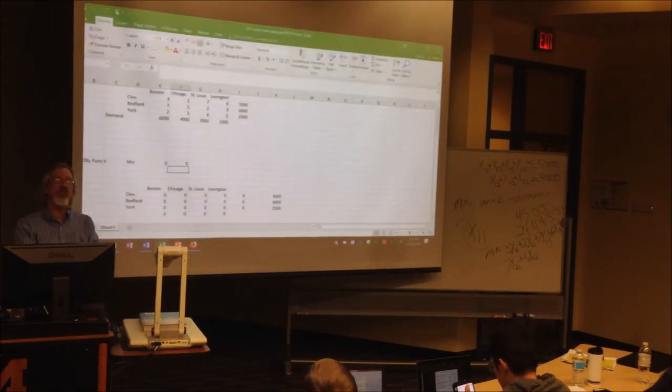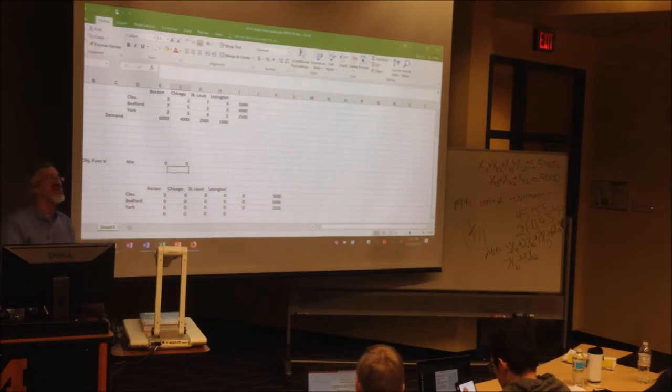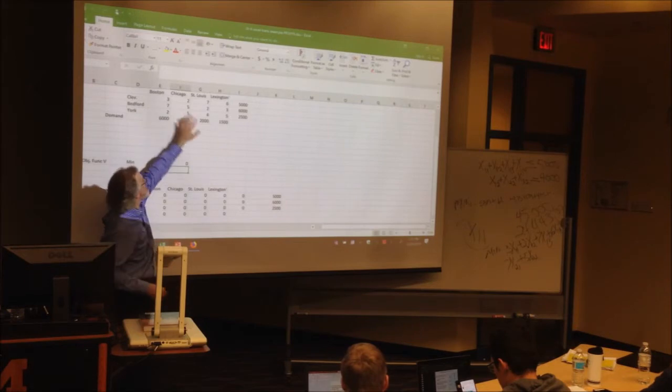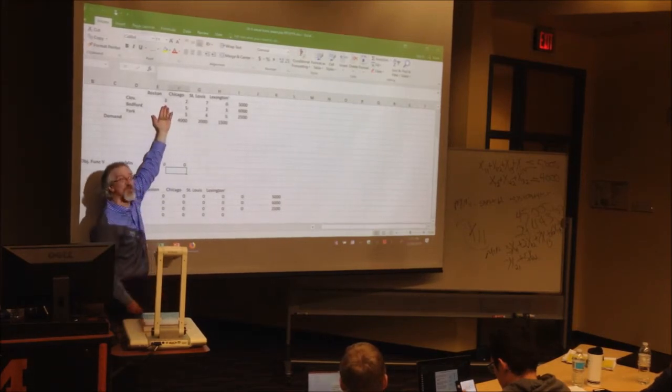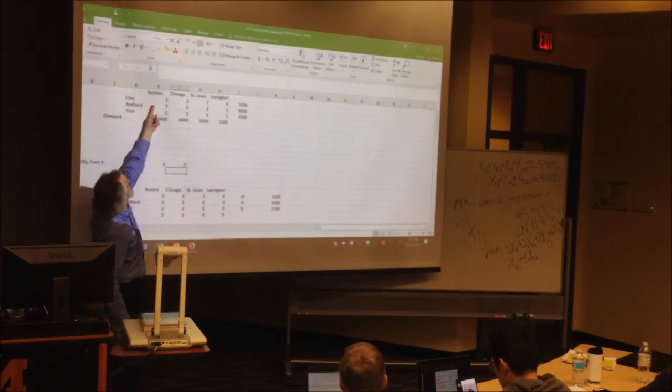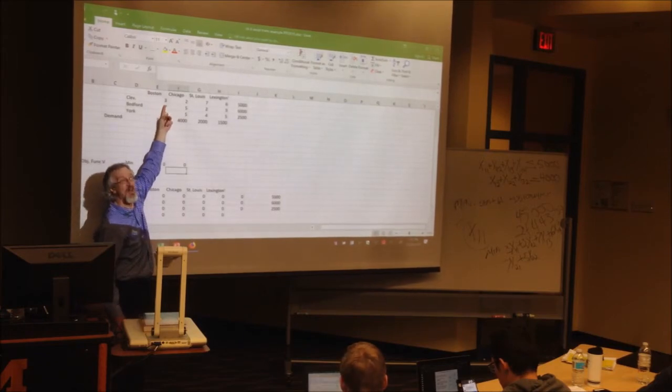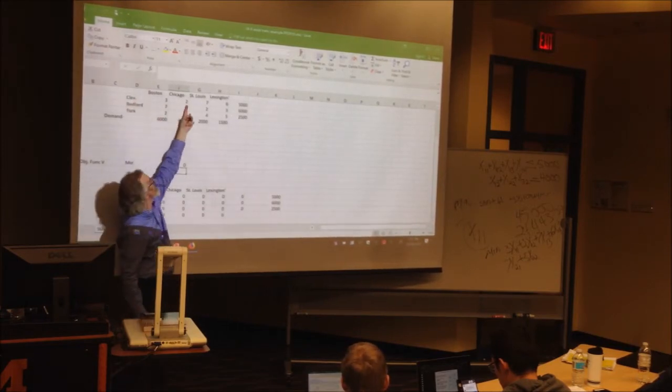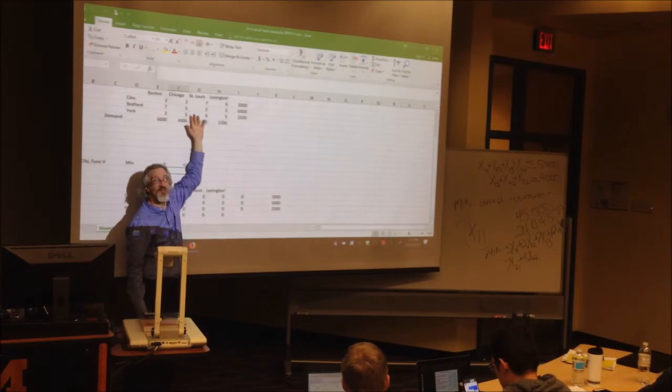I did this one a little differently, just so you can see another way of doing it. I did the other two back to the original way, but here is the grid of the cost. If we ship from Cleveland to Boston, it's $3 for every unit. From Cleveland to Chicago, $2. You just enter these numbers in.